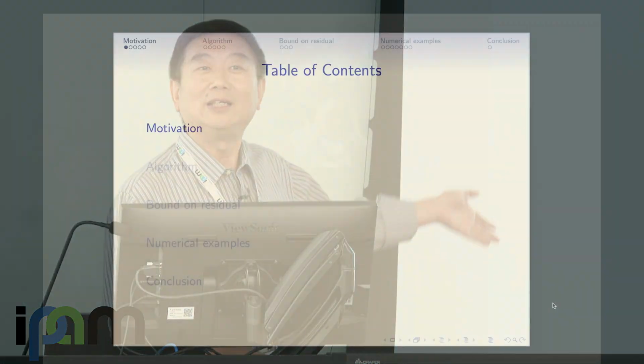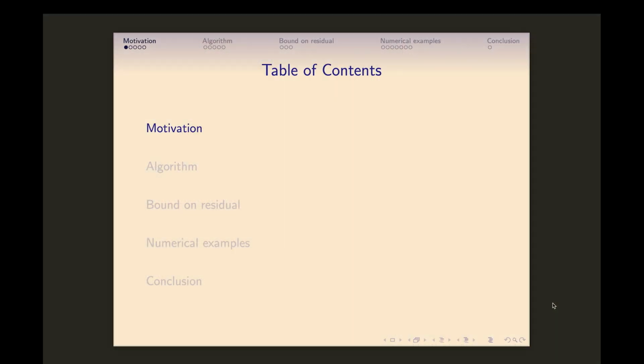Here's a brief outline of what I'm going to talk about. I'll start with motivations, why we want to do it, and then the algorithm, the bound of the residual, which I will try to give some mathematical justification. This actually gives you some meaningful computations, and then I'll show some of the examples.